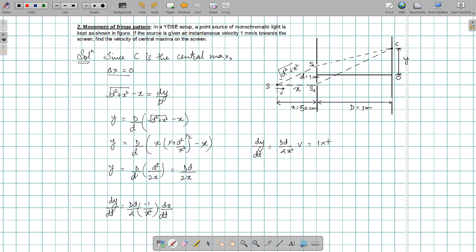Now use the values: D is 1, d is 1 centimeter, that is 10 to the power minus 2, divided by 2 into x squared, where x is 0.5 squared, into v, which is 10 to the power minus 3. On calculation, this comes out to be 0.02 millimeter per second.